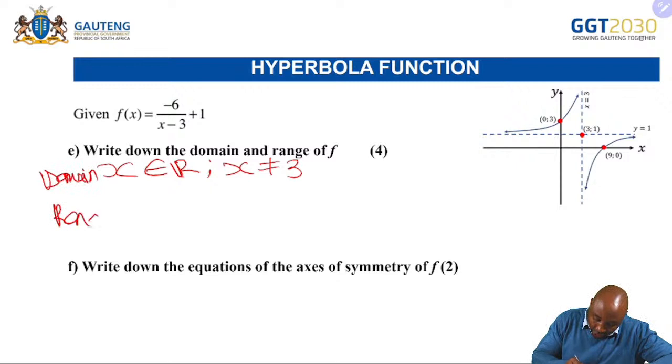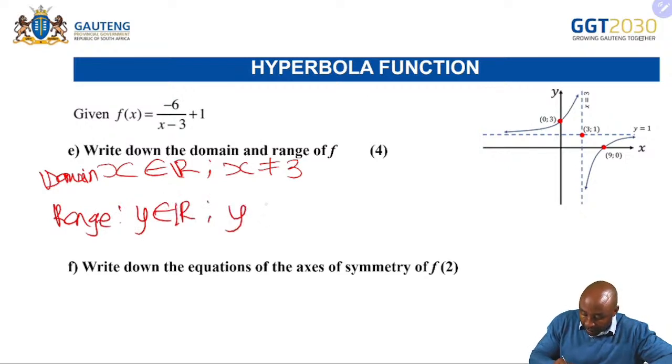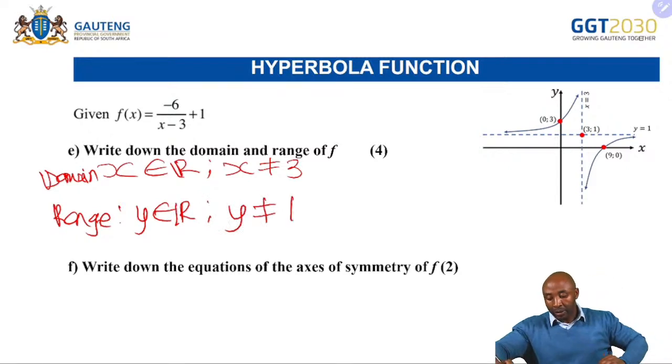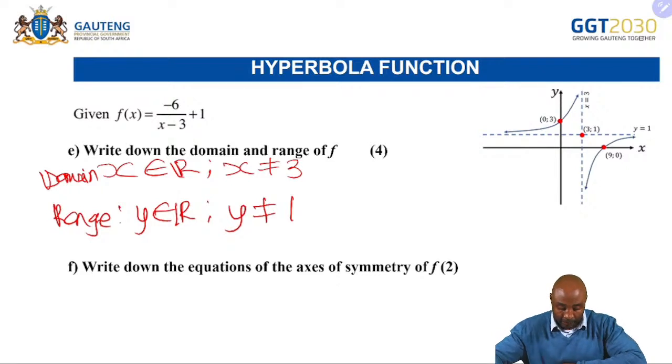Our range, y is an element of real numbers, but our y cannot be equal to 1 because y equals 1 is an asymptote. Our graph will never intersect the asymptote.